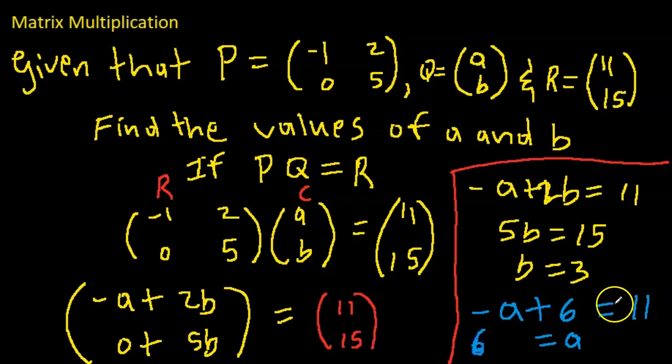So grouping the 11 over here, it's minus 11. So what's the value of A then? The value of A, 6 minus 11, the value of A is minus 5, right? A is minus 5, and B is positive 3.